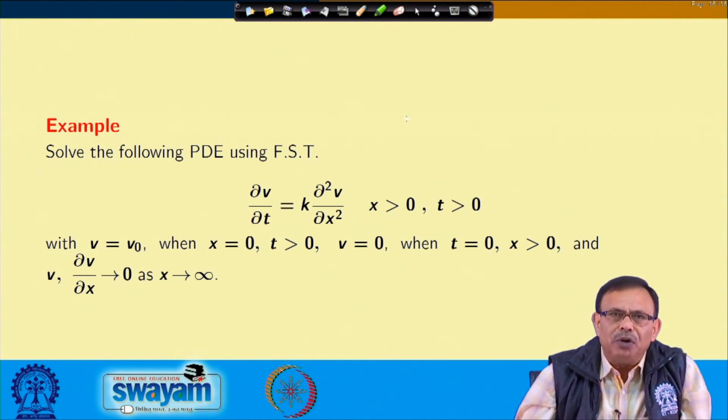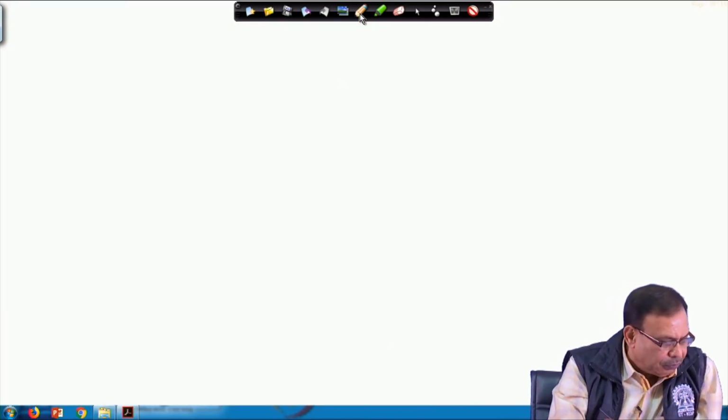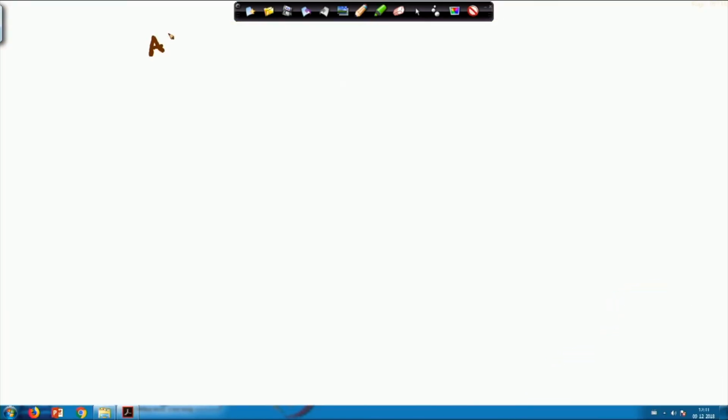So, once I know from the conditions provided here, and since ∂v/∂x approaches 0 as x approaches infinity, I have to take the Fourier sine transform with respect to the variable x. So, let us see this one. So, you apply the Fourier sine transform with respect to the variable x.